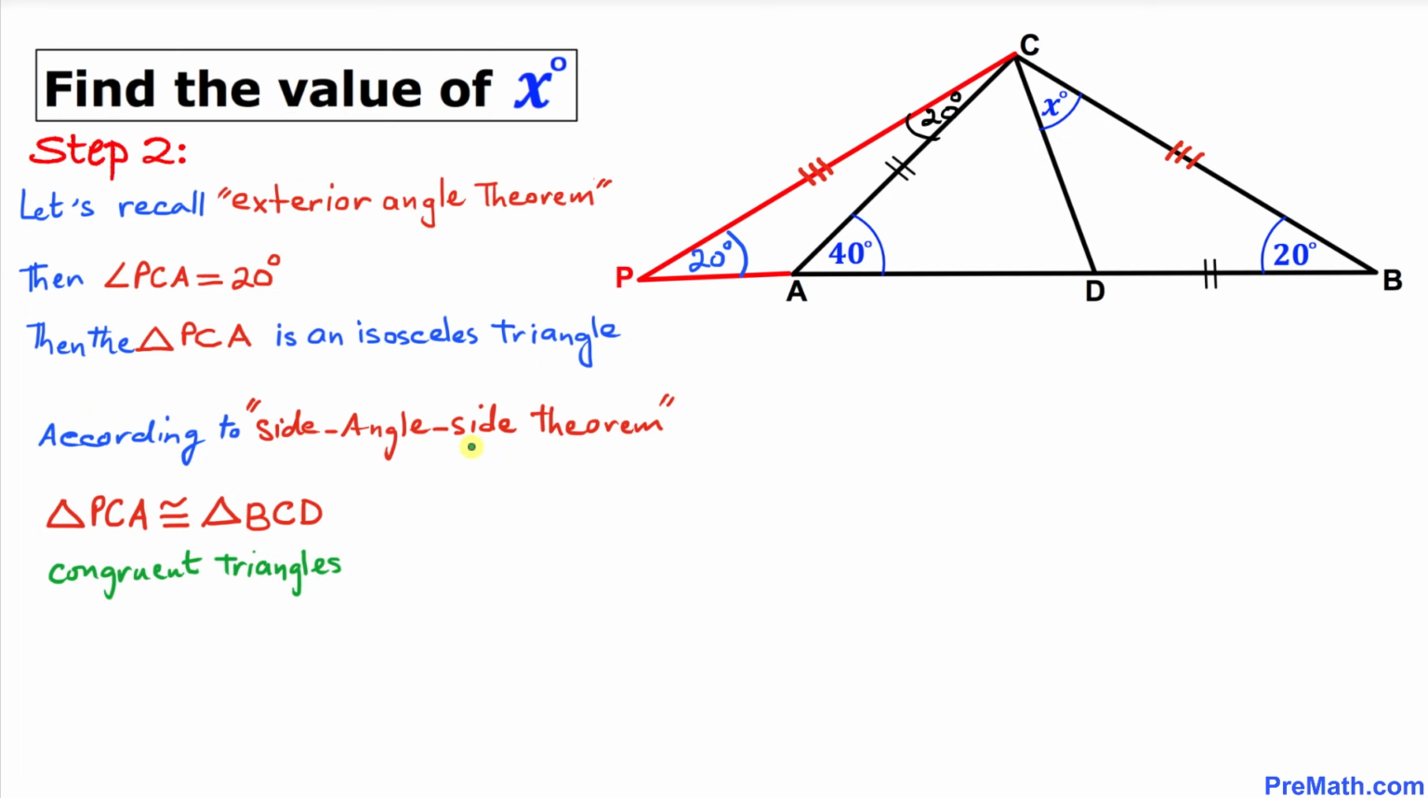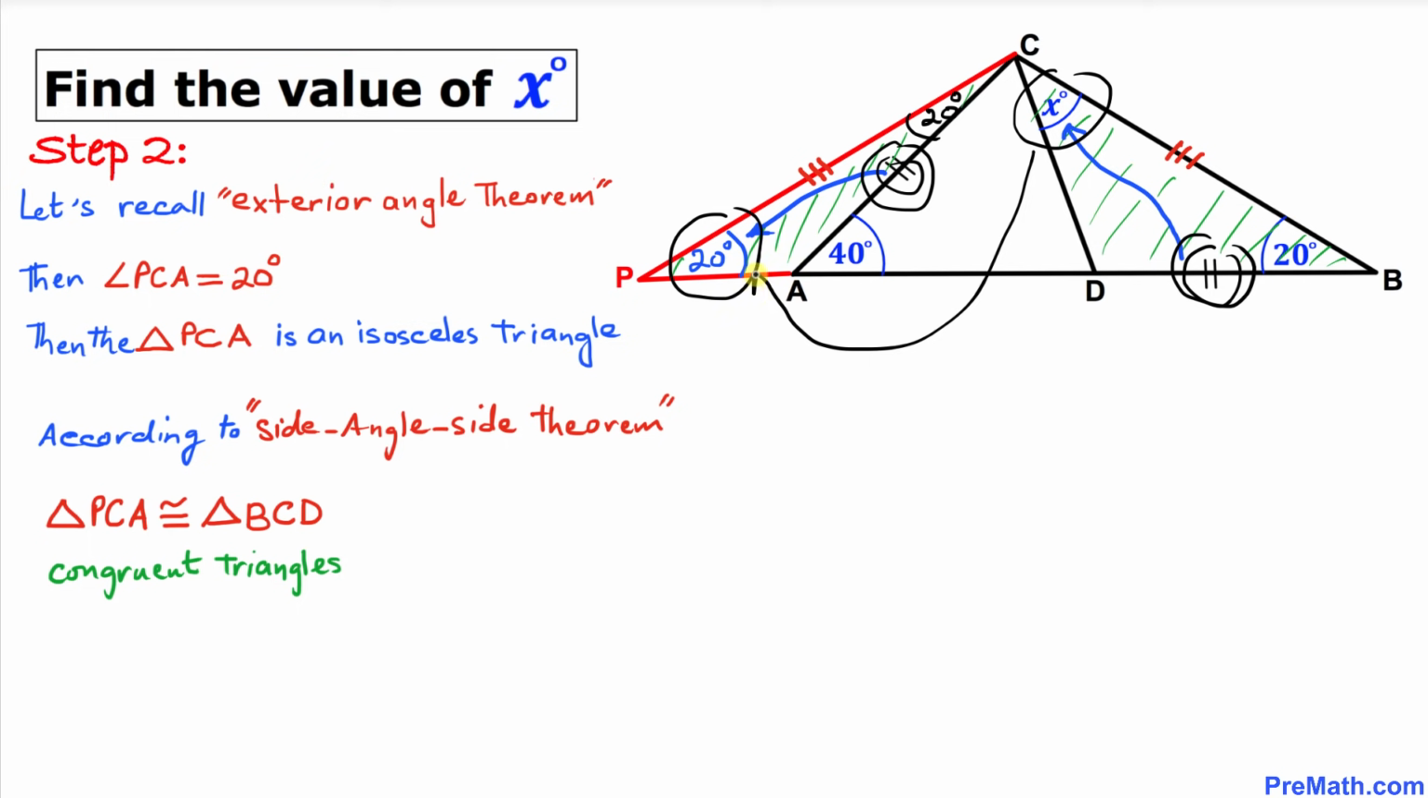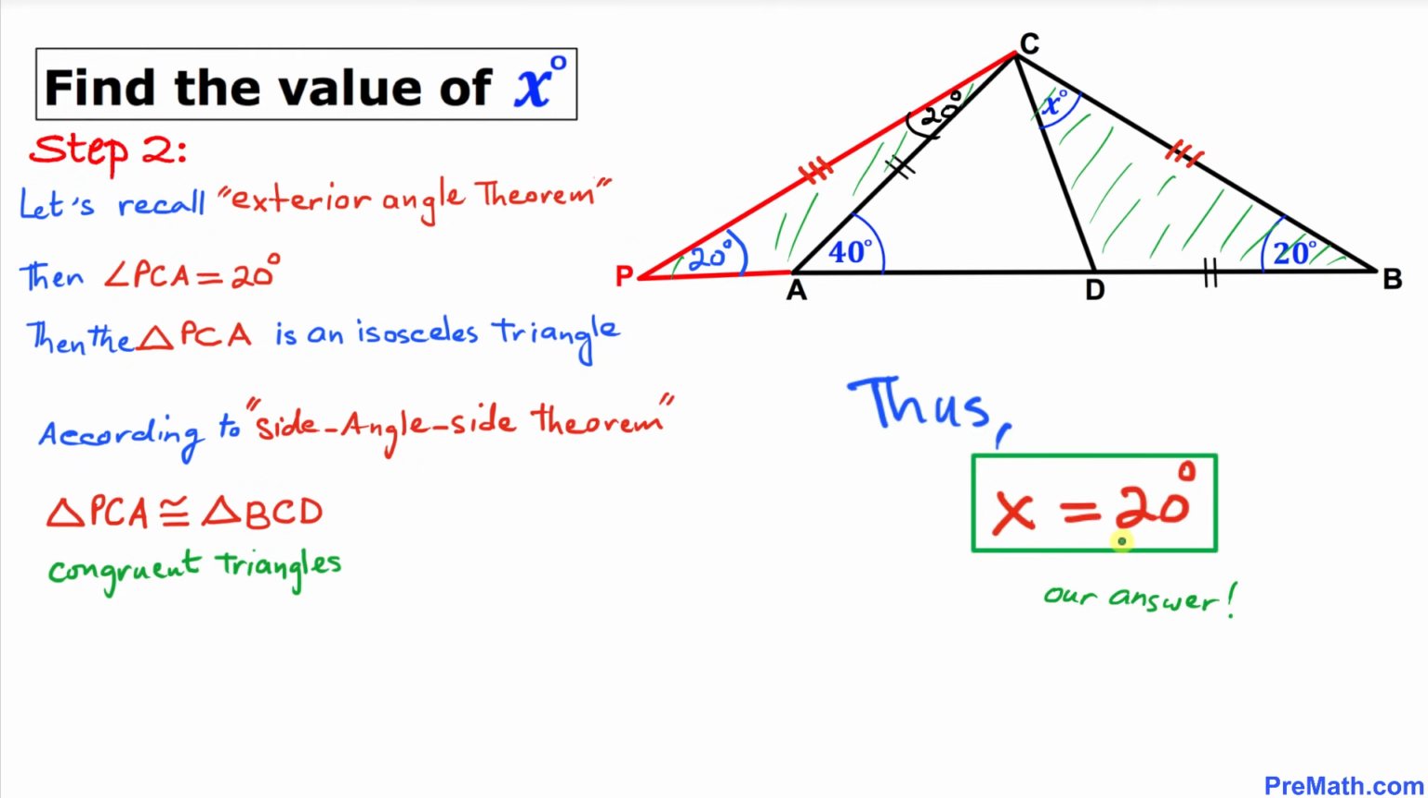Then according to the side angle side theorem, this triangle PCA and the other triangle BCD are congruent triangles. As you can see, these two sides and the angle between them, and these two sides and the angle between them. So in these two shaded congruent triangles, this side corresponds to this angle 20, and this side corresponds to angle X. Since these sides are equal in length, these two angles have to be equal. That means X is equal to 20 degrees. So our X value turns out to be 20 degrees, and that's our final answer.